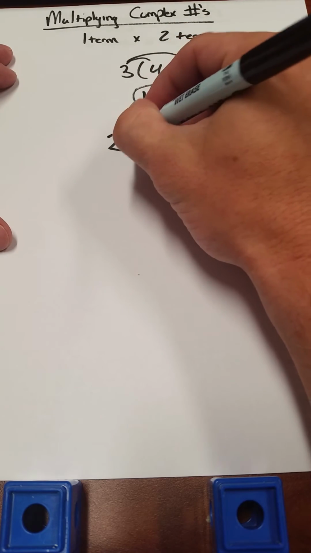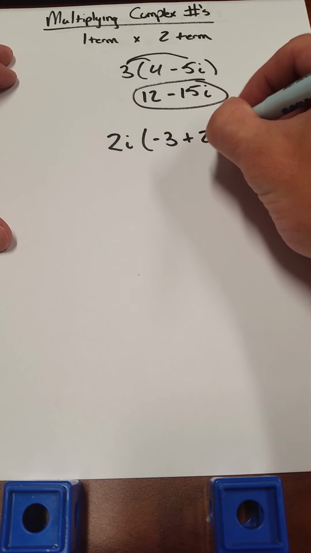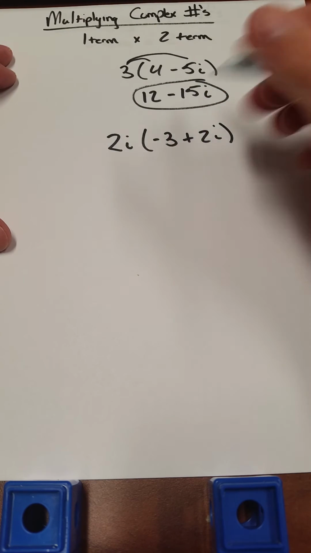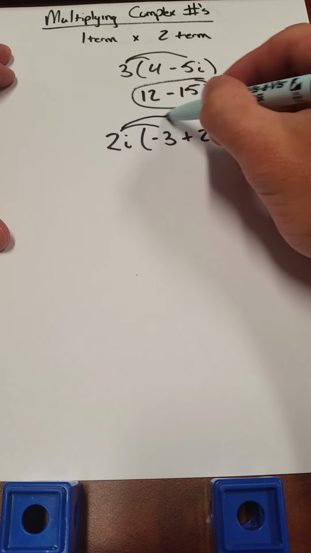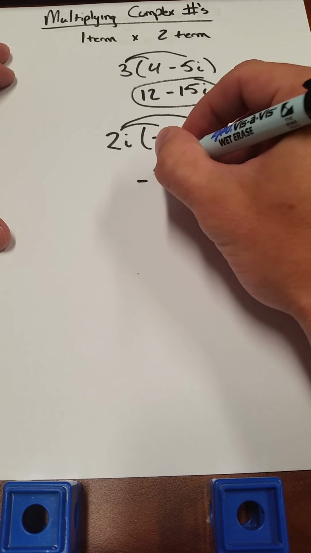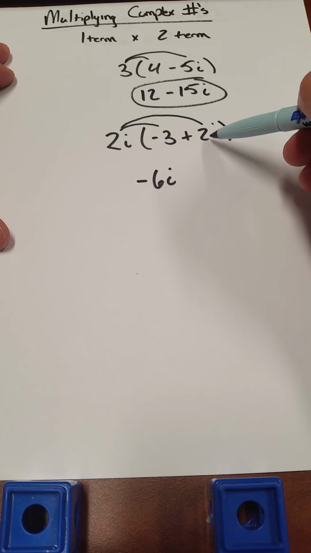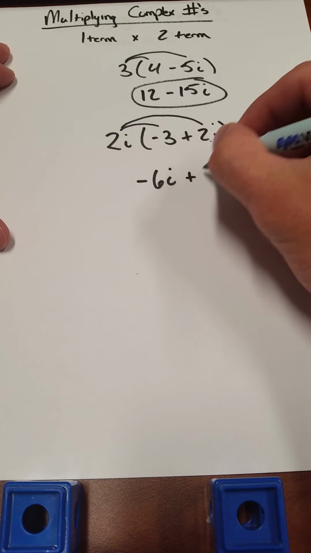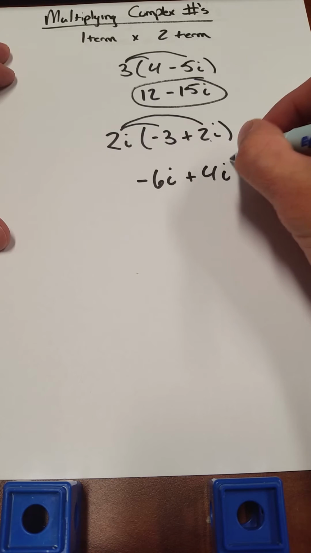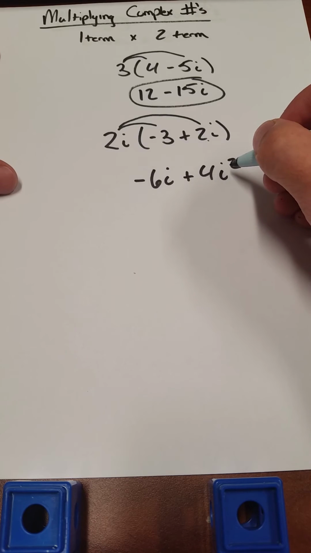Well, what happens if we take like 2i and multiply it by something? All right, so again, we distribute here. So 2i times negative 3 makes negative 6i. 2i times 2i makes 2 times 2 is 4, i times i being i squared. And this goes back to where I just talked about. i squared is negative 1.